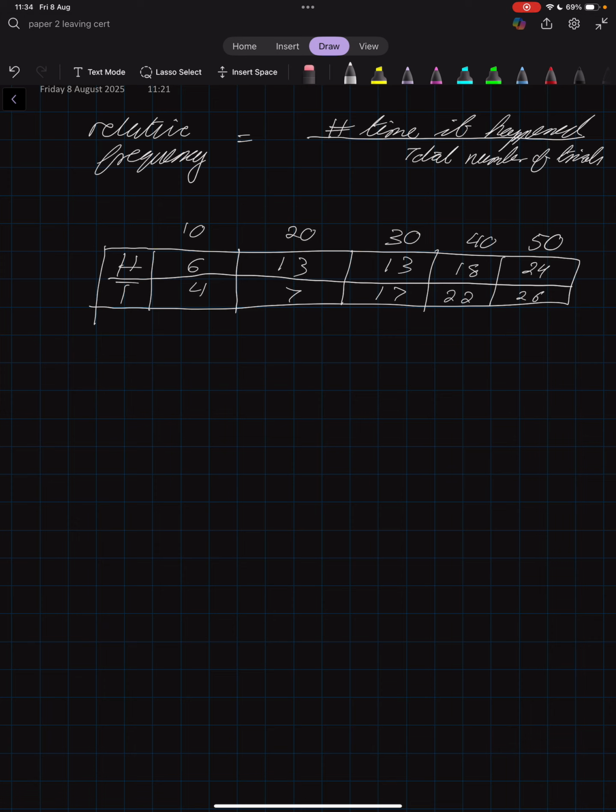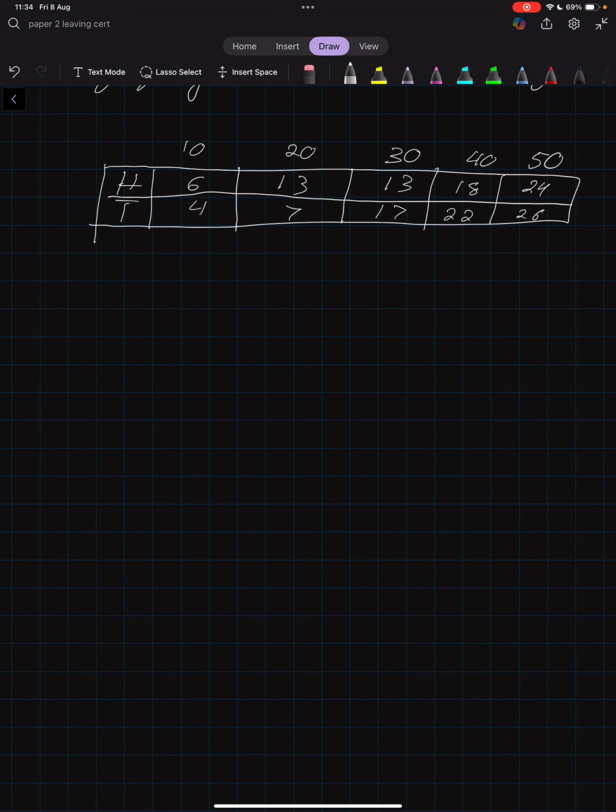here it says, so first of all, let's work out the relative frequency of heads after 50. Okay, so actually, I might just do the relative frequency down here, might be a little bit easier. So the relative frequency for the first one, so for heads and tails. So for the first one, I have 6 heads out of 10 goes. So the relative frequency is just 6 over 10. Okay, that's it. And then for tails, it's just 4 over 10.